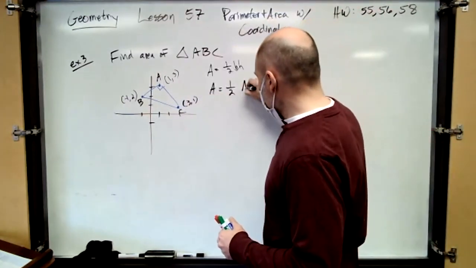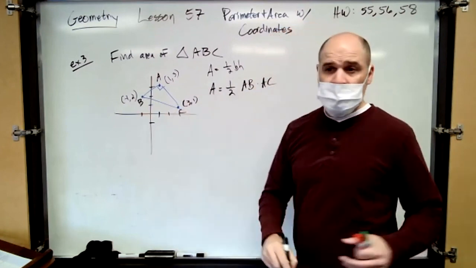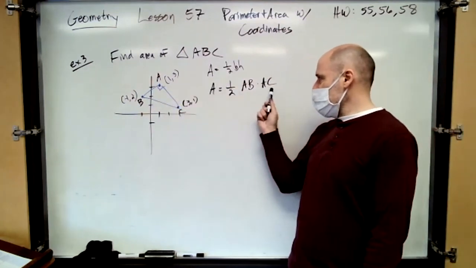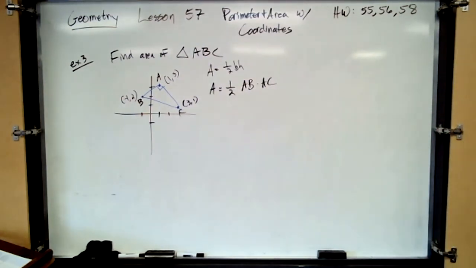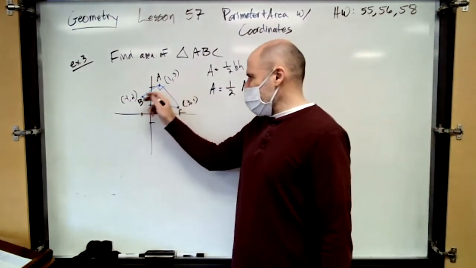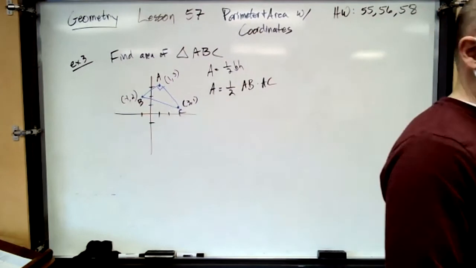So if we're going to say AB times the height, which is AC. So far, so good? So we chose this as the height. It doesn't matter. Either way, it's the same math. You can choose AC as the base and AB as the height. Either way, we have to find this distance. So how do you calculate this distance and how do you calculate that distance? See if you can do that on your own, on your paper.